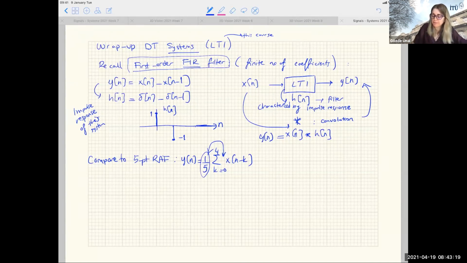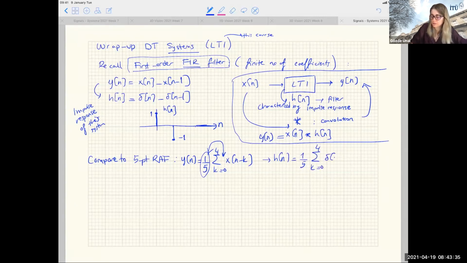Here are the coefficients, and what is now h of n in this case? What is h of n, the impulse response? In this case, it was 1/5, sum over k again 0 to 4, of course, delta n minus k. So the filter coefficients are, as you can see from here, 1 over 5, and 5 of these, right? The filter coefficients are 0 everywhere else.